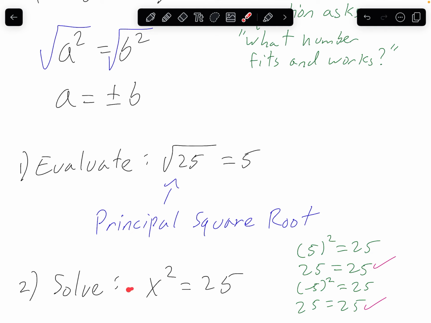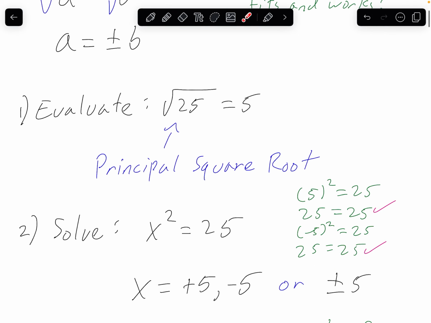But what if we plug in negative 5, like so, with parentheses? This means negative 5 times negative 5 is equal to a positive 25. Negative times a negative is a positive. That means this also maintains that balance. So this particular problem has two answers, both positive and negative 5, sometimes written as plus or minus 5, like this.